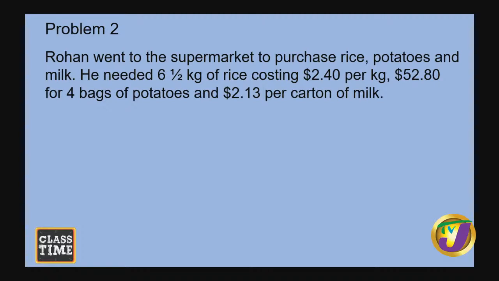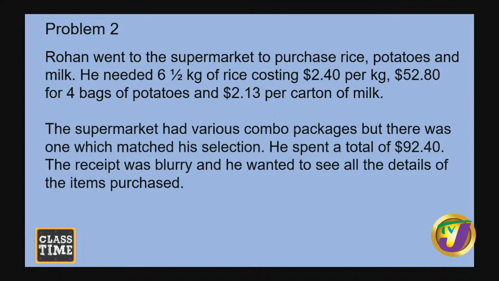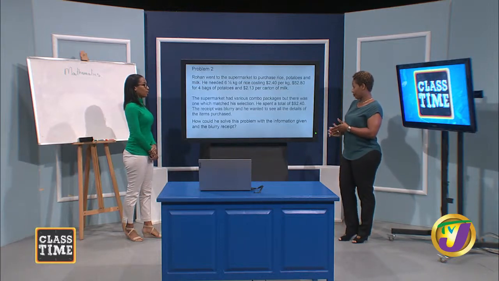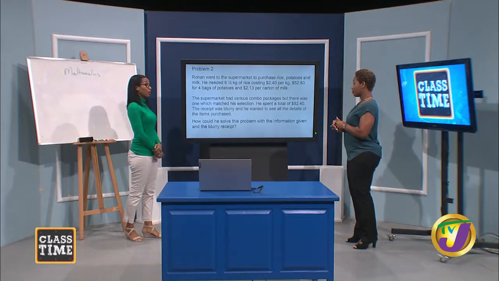The supermarket had various combo packages, and we can attest to that. They always have those packages going on and the deals. But there was one which matched his selection. He spent a total of $92.40. The receipt was blurry, and he wanted to see all the details of the items he purchased. How could we help solve this problem now with the information given and the blurry receipt?